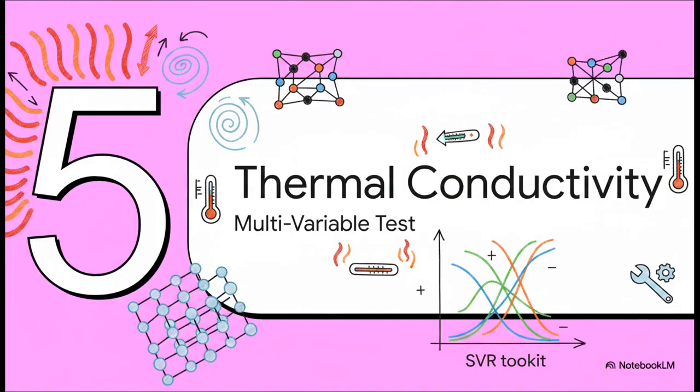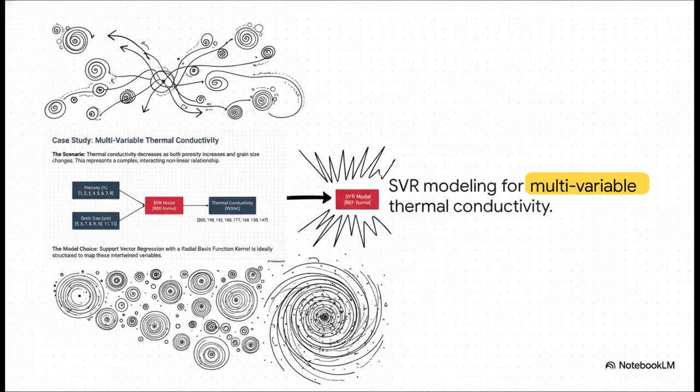Section 5. Predicting thermal conductivity. Let's put our toolkit to the test. Here is a real-world scenario. Thermal conductivity in a specific material decreases as porosity increases, but it also decreases as the grain size changes. This isn't just an isolated, single-variable curve like our carbon and hardness example from earlier. This represents a complex, interacting, nonlinear relationship where two entirely different features are intertwining to degrade the property. This is exactly the kind of messy reality the RBF kernel was born to handle.